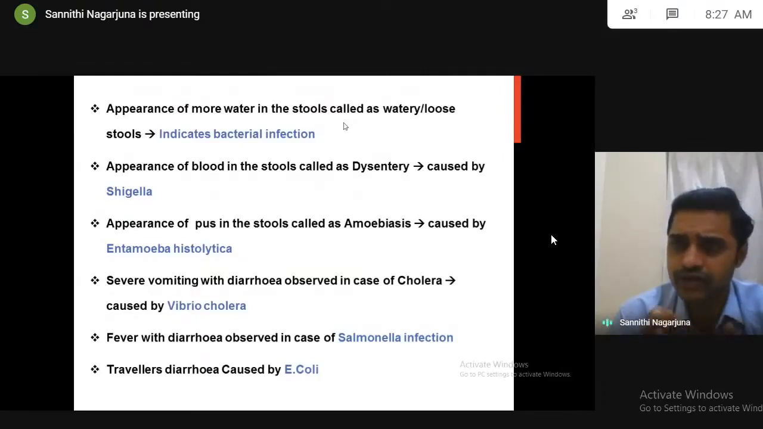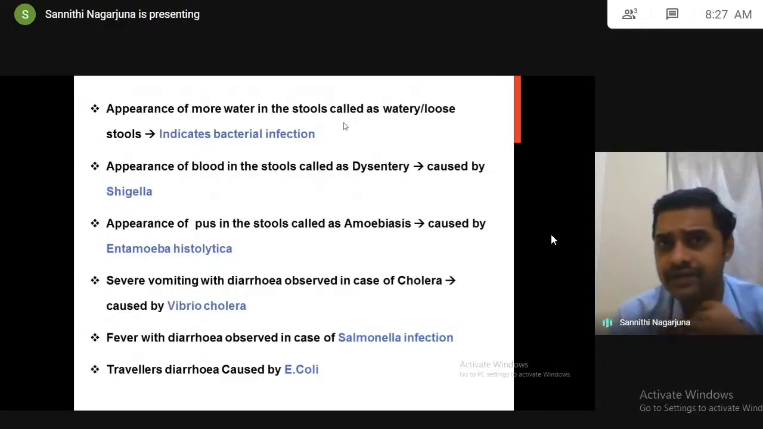You know that loose motions, loose stools, watery stools are majorly because of bacteria. If you have blood in the stools, called dysentery, caused by Shigella. If you have pus, white debris in the stools, called amoebiasis, caused by Entamoeba histolytica. Vomiting with diarrhea because of cholera, Vibrio cholerae. Fever with diarrhea called Salmonella infection. Traveler's diarrhea, diarrhea during traveling because of taking water and food from outside.